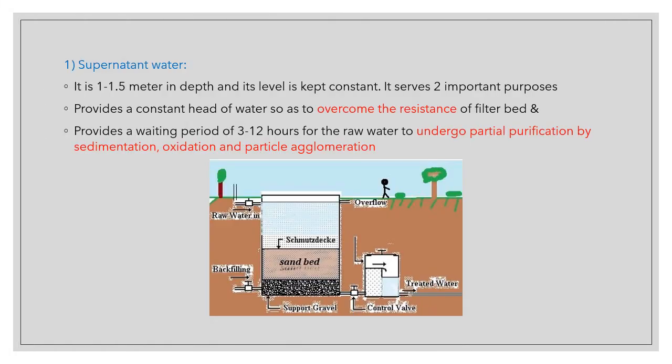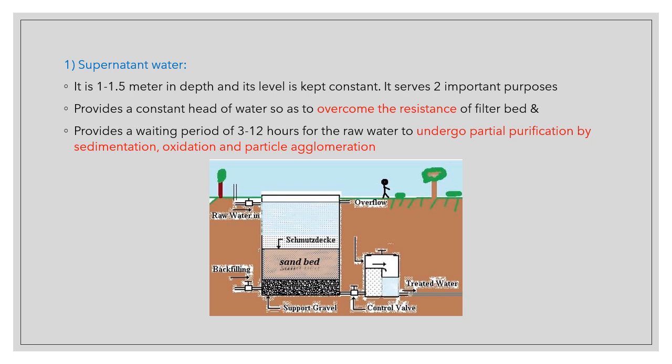The first part of the slow sand filter is the supernatant water. This is 1 to 1.5 meters in depth, and its level is going to be kept constant. The reason being that it provides 2 important purposes. First, it provides a constant head of water so as to overcome the resistance of the filter bed. This is because the weight of the water is going to allow the filtration process to occur.